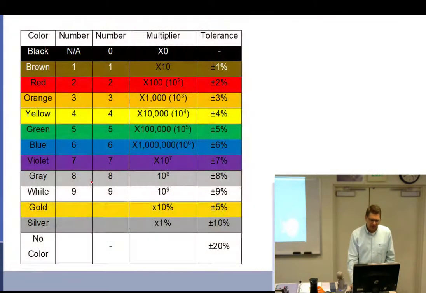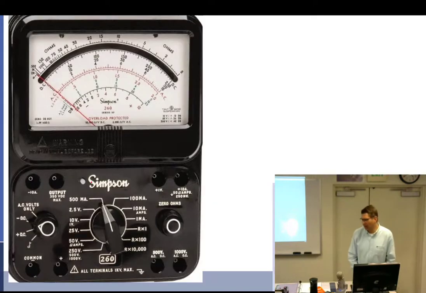And we'll get into that. That's my Simpson meter. We're going to be talking about the Simpson meter, and I have one here, and now you can see it up here. The Simpson meter is going to read the three things for you. What are those three things? Volts, amps, and ohms.